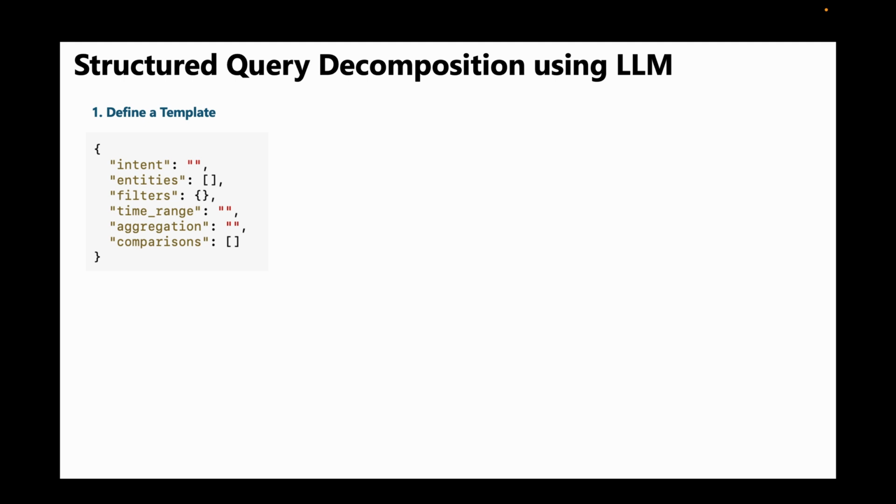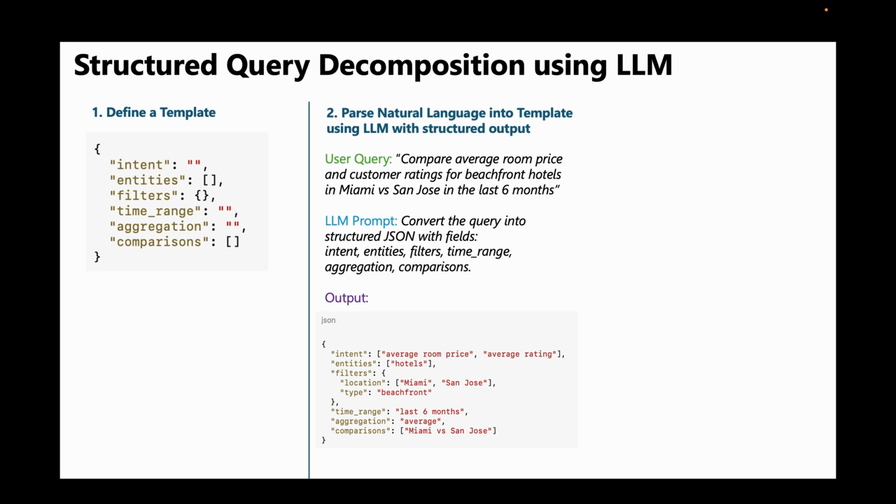For more structured queries, we can begin by creating a schema with structured components such as intent, entities, filters, time ranges, aggregations, comparisons, etc. We can then instruct the large language model with a prompt to extract information from the user's query in the schema.